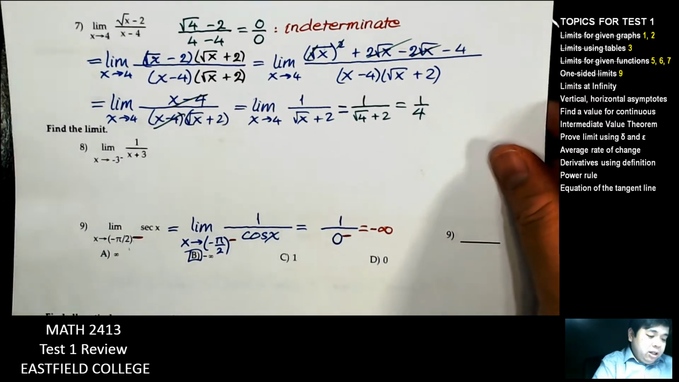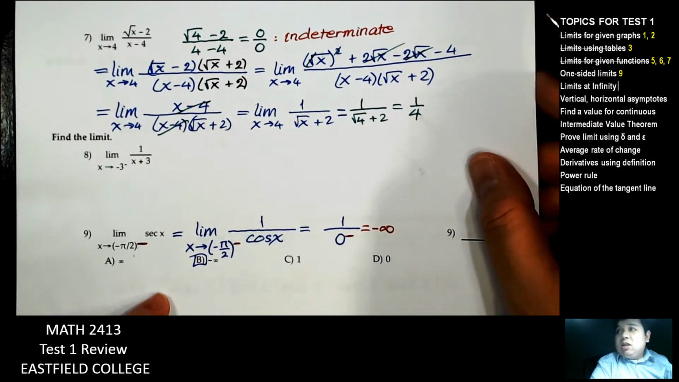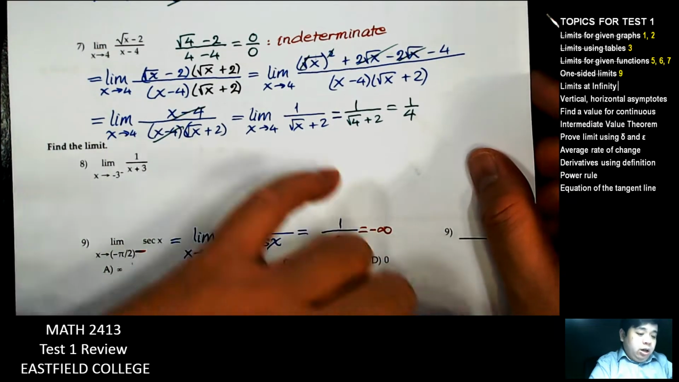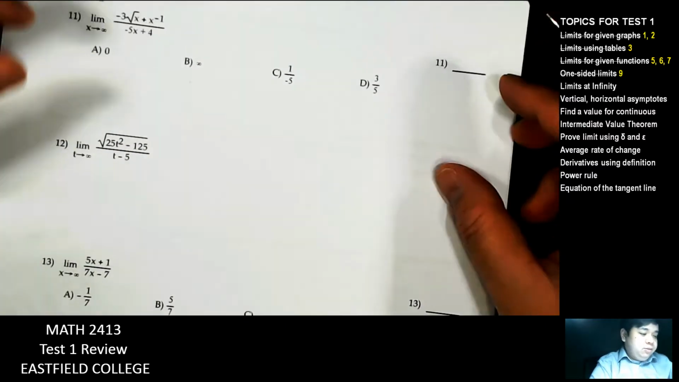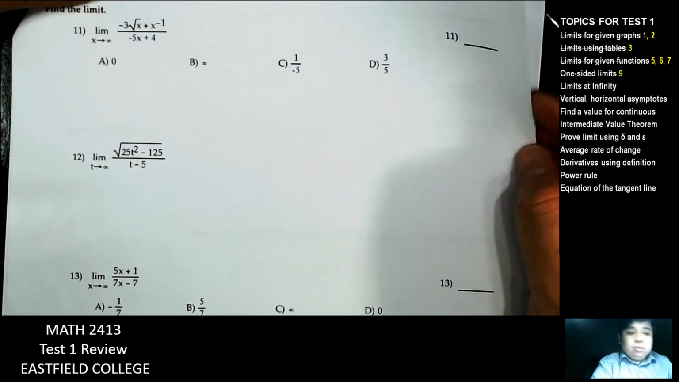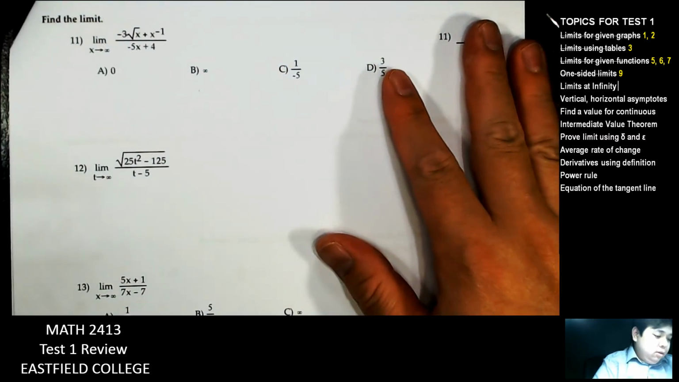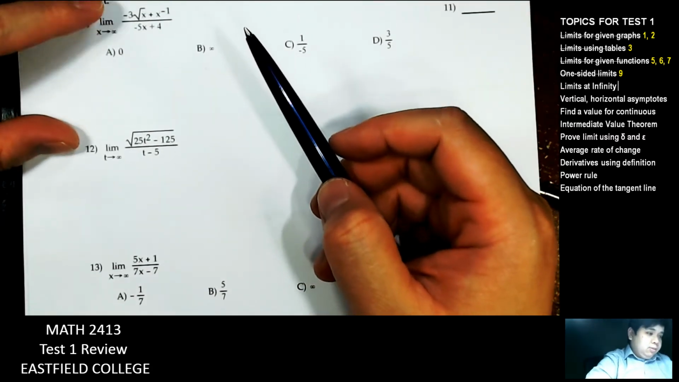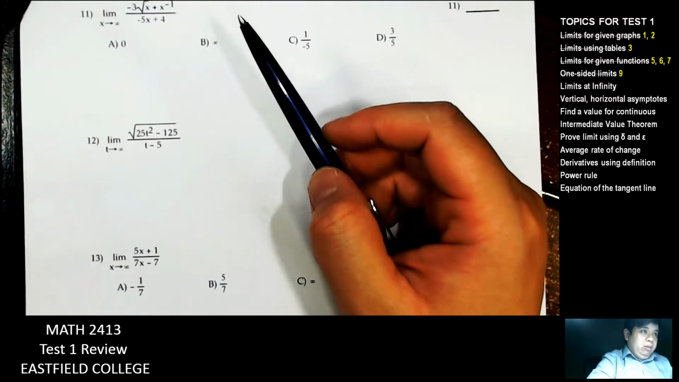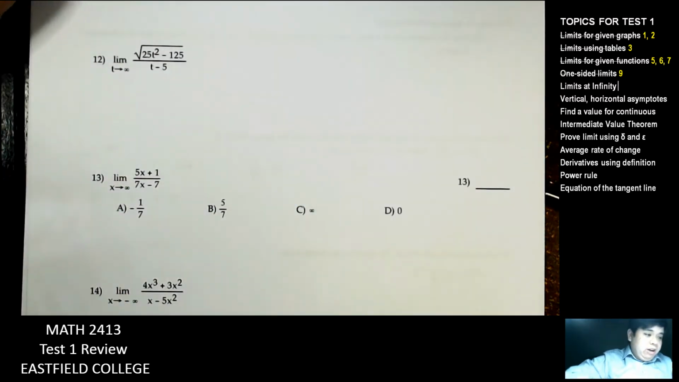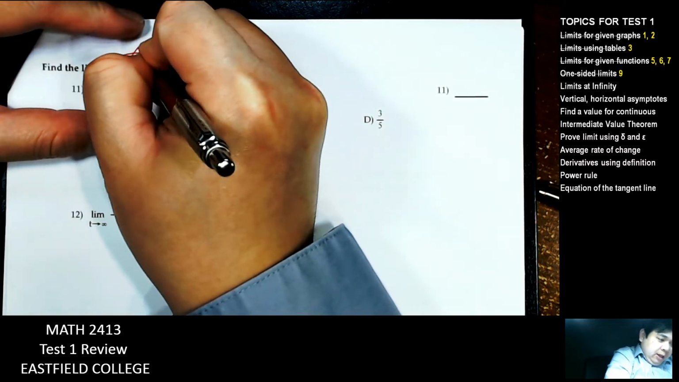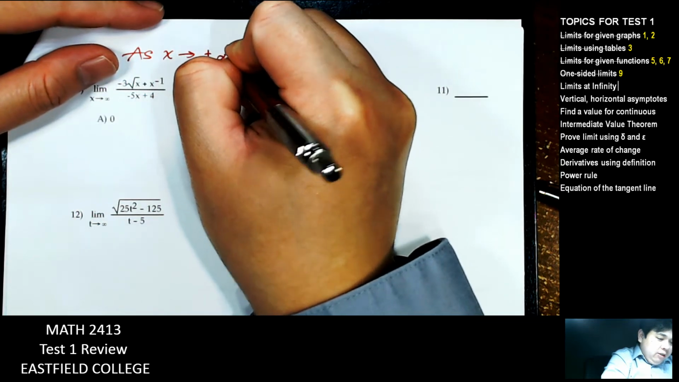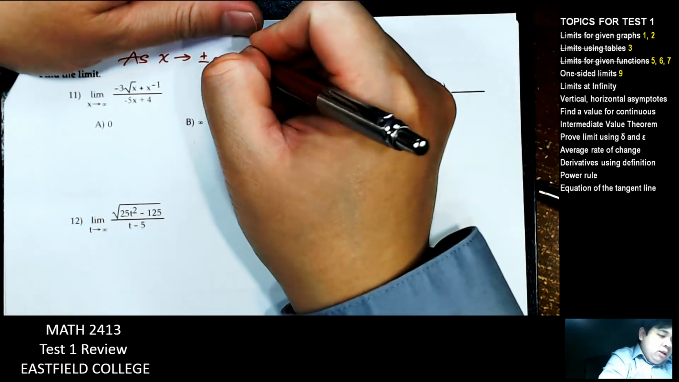Next we have the limit at infinity. By the way, this is a sample of the infinite limit, where the limit equals infinity or negative infinity. A limit at infinity is when x goes to infinity or negative infinity. What we have is this: as x goes to positive or negative infinity, only the highest power terms matter.